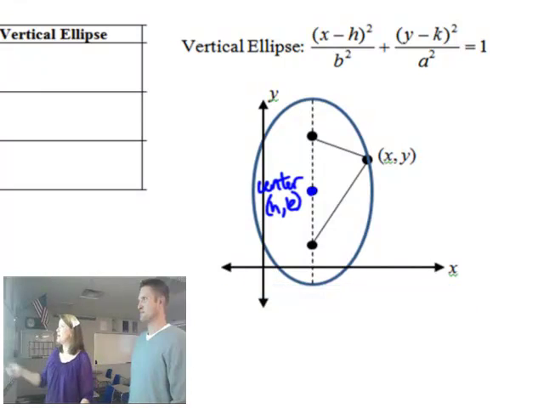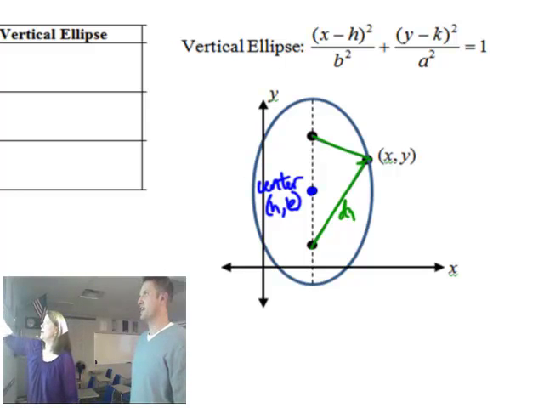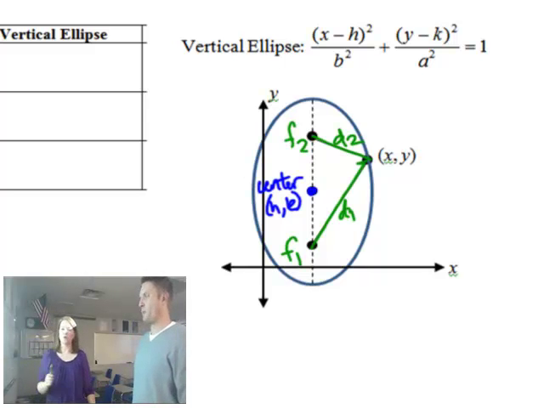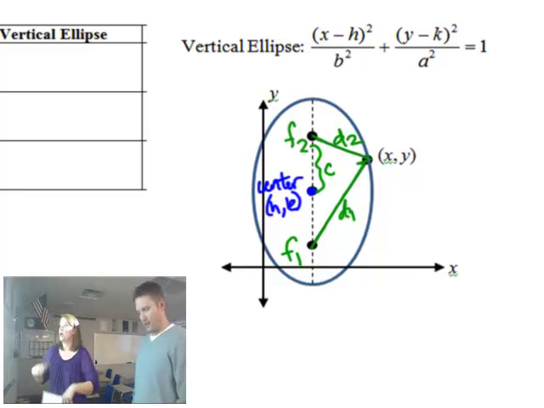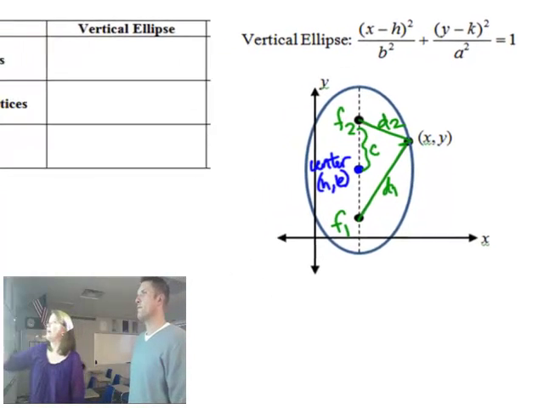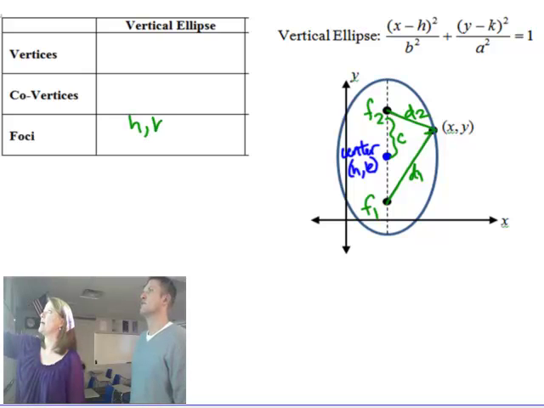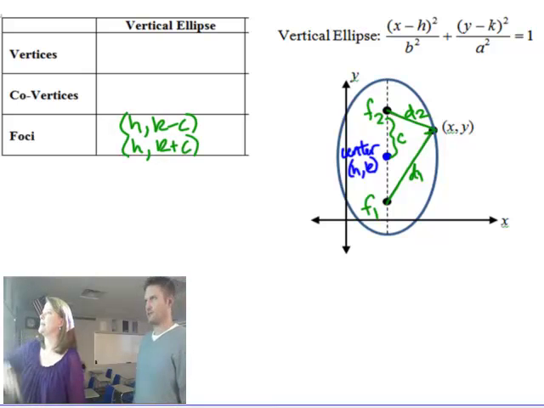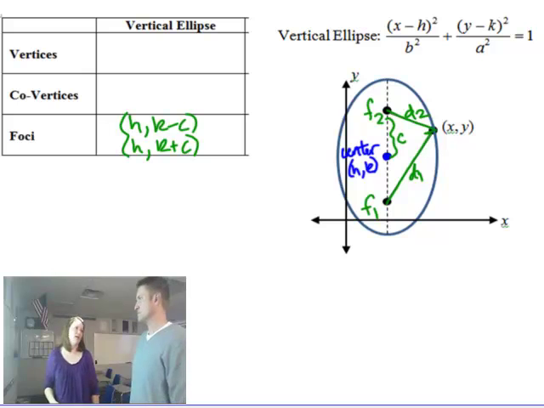Our definition says that the distance to two fixed points, when I add those distances, I get a constant. So this is going to be my D1, and that's going to be my D2, which makes this my F1, my first focus, and this is my F2, my second focus. Now, new rule: the focus is always C units away from the center. So there's that C value. If I'm vertically up and down, the vertical part of my coordinate should be changing. For my foci, plural, I'm going to have (h, k minus c) and (h, k plus c). Two points, F1 and F2. Honestly, we won't make you label them F1 and F2. Just write them both down.